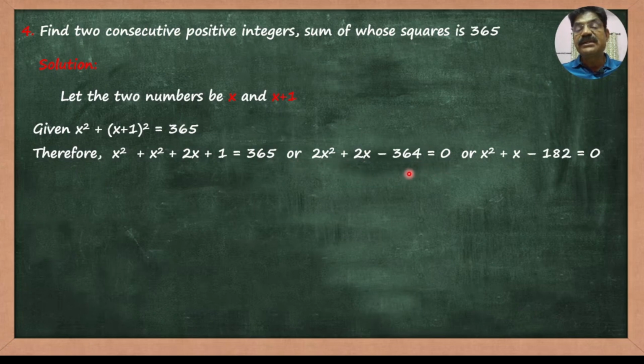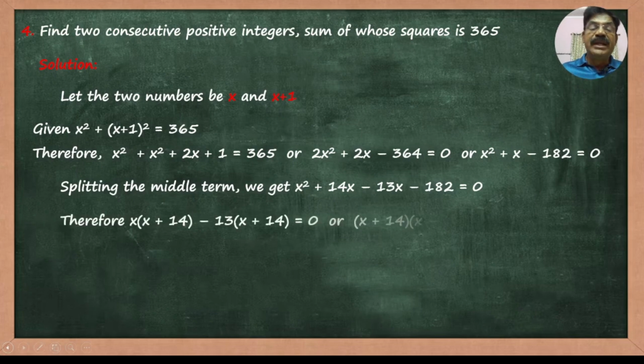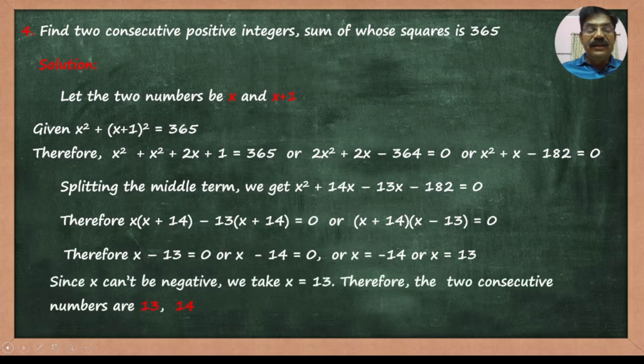In all the terms, 2 is common. You cut it out, then you will be left with x square plus x minus 182 is equal to 0. So, we already studied that 182 has factors 14 and 13. Therefore, x square plus 14x minus 13x minus 182 is equal to 0. When I simplify, I get (x plus 14) into (x minus 13) is equal to 0. Therefore, x is equal to minus 14 or x is equal to 13. Since x can't be negative, we take x is equal to 13. Therefore, the two consecutive positive numbers are 13, 14.